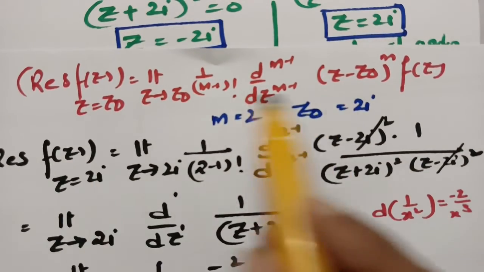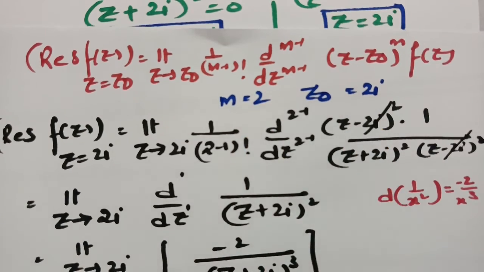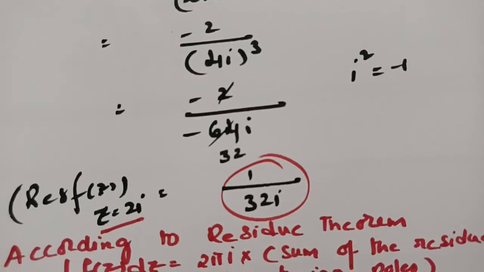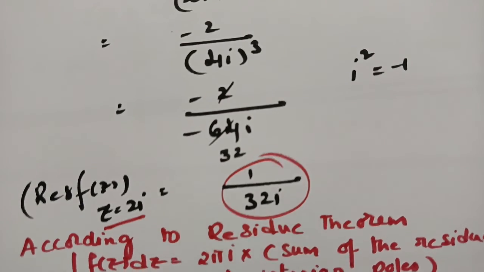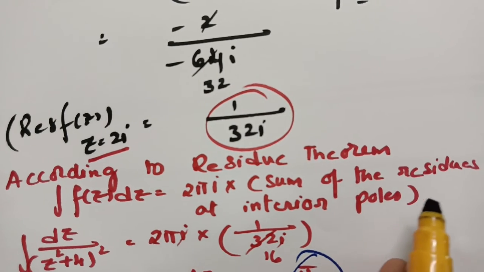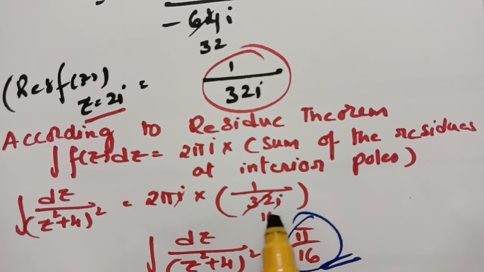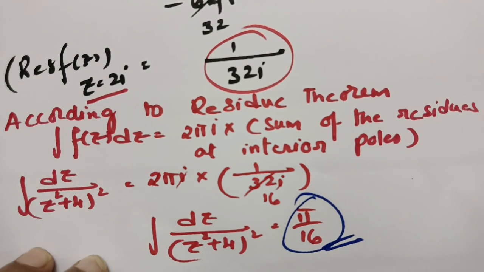After this, as it is a pole of order 2, this is the formula. So the order m is equal to 2 and the pole is equal to 2i, and after calculating we got the residue as 1 by 32i. So according to our residue theorem, integral f of z dz is nothing but 2 pi i into the sum of the residues at the interior poles, that is 2 pi i into 1 by 32i, and after cancelling i and cancelling 2 from the numerator and denominator, what remained is pi by 16.